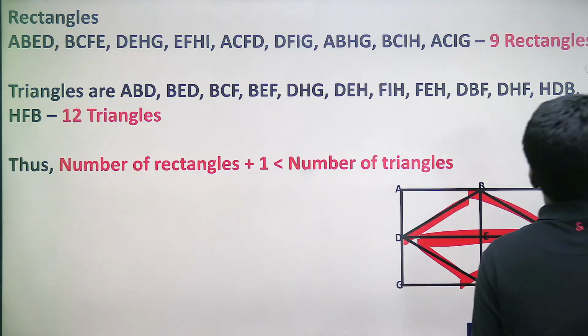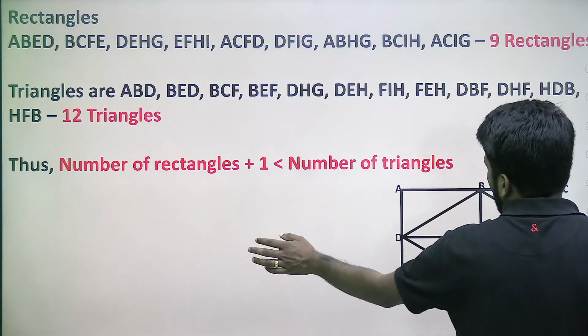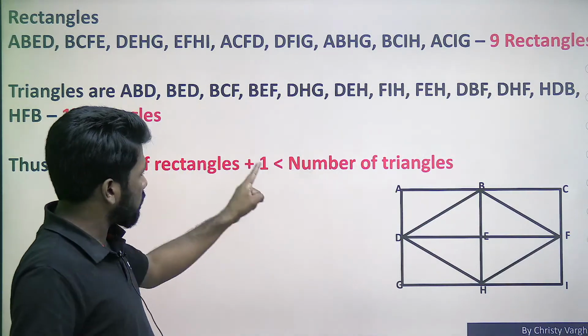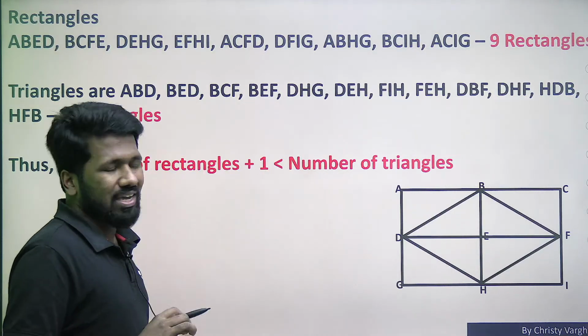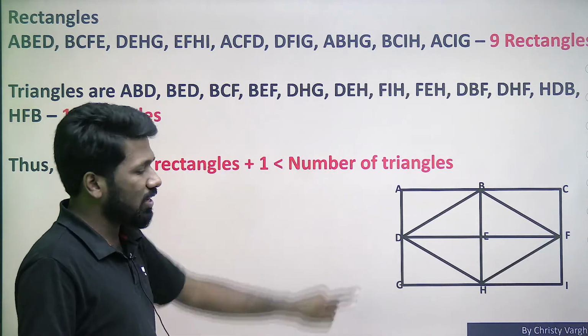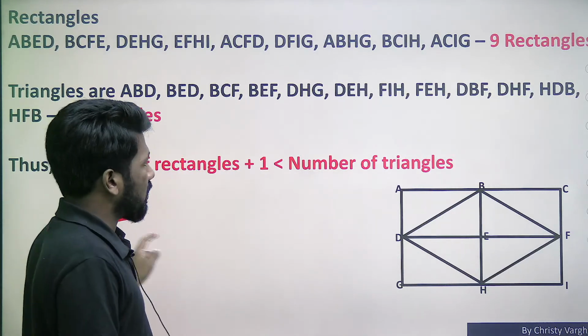अभी कौन सा ऑप्शन सही है? 9 and 12. ऑप्शन डी सही है. रेक्टेंगल का नंबर +1 किया तो भी वो ट्रायंगल नंबर से कम है. Rectangle number 9, 9 plus 1, 10, 10 is less than 12. So option D is the correct answer.